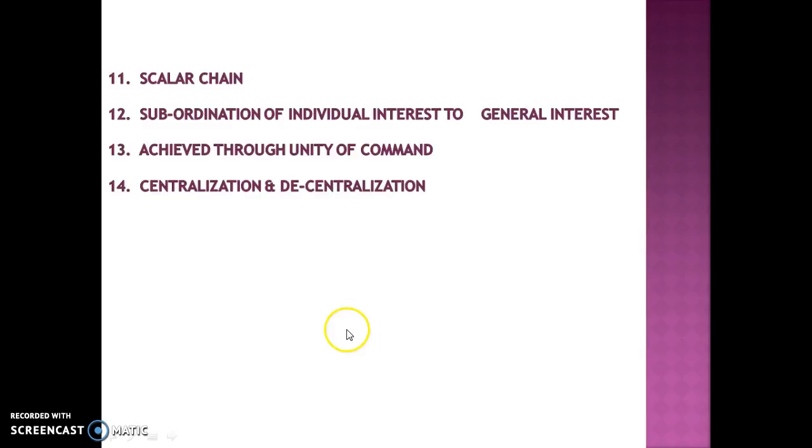The next one is the scalar chain. The chain means interrelationship, all the things must be there. And the 12th one is subordination of individual interest to general interest. We have to convert individual interest to general interest, achieved through unity of command, and finally centralization and decentralization of all the things.